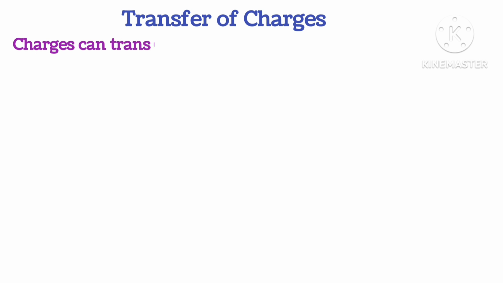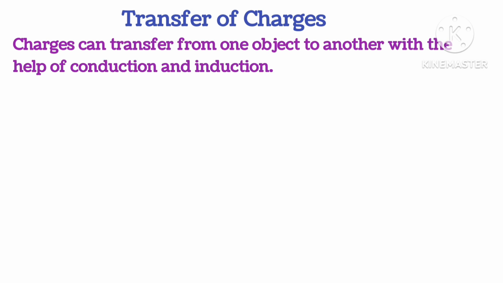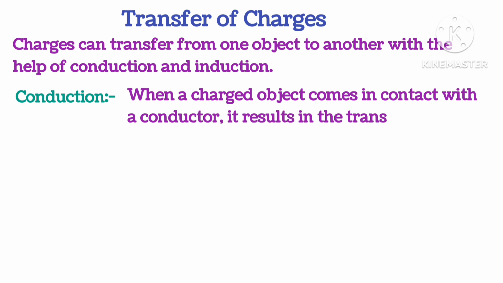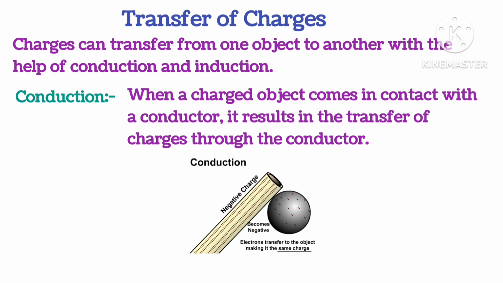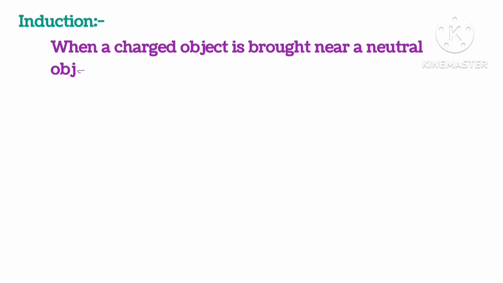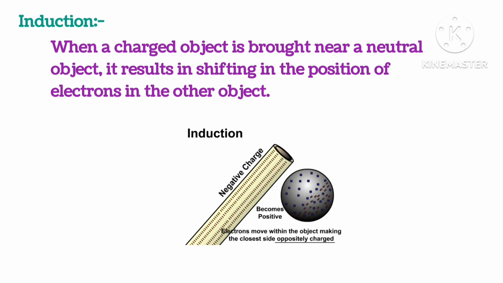Transfer of charges. Charges can transfer from one object to another with the help of conduction and induction. What is conduction? When a charged object comes in contact with a conductor, it results in the transfer of charges through the conductor. As you can see over here. Induction. When a charged object is brought near a neutral object, it results in shifting in the position of electrons in the other object, as you can see here in the picture.